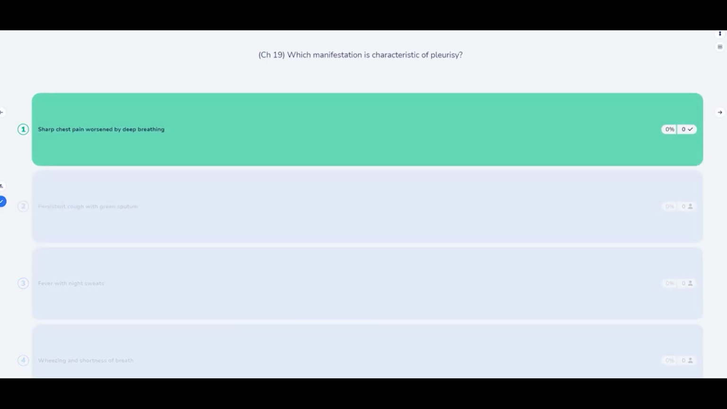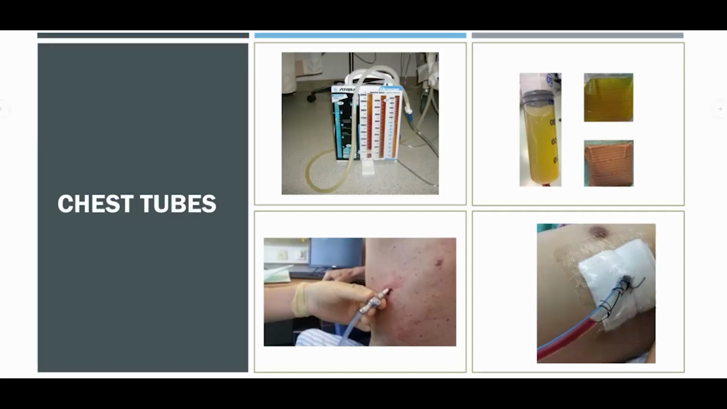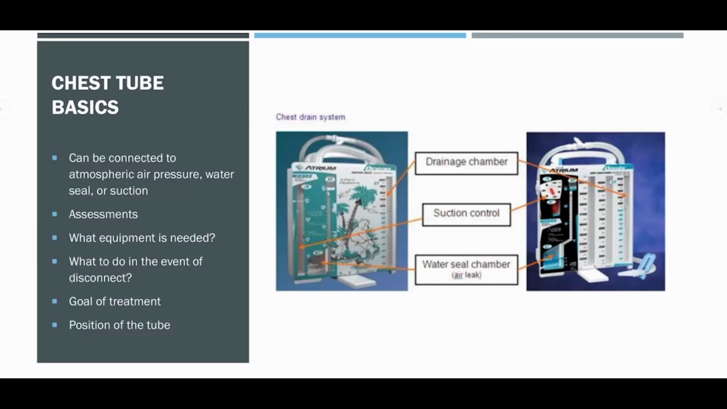You answered number one, you're right. The sharp, stabbing, deep chest pain, and I would also add usually unilateral. So talking about, whoops, I kind of jumped around.